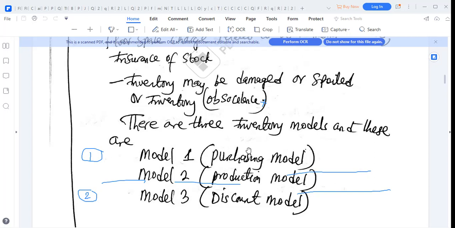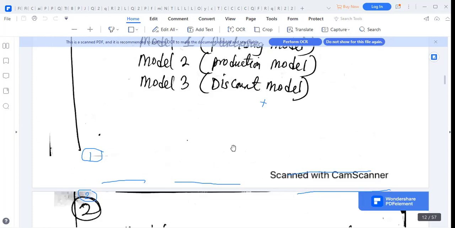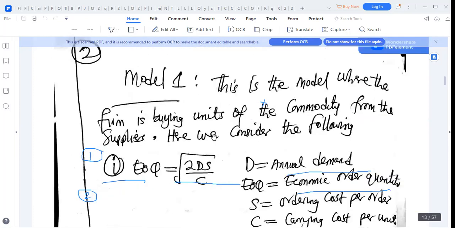Now we can look at model 1, which is the purchasing model. This is a model where the firm is buying units of the commodity from the suppliers. Here we consider the following. The first one is economic order quantity, meaning how many units of the commodity the firm should order at a time.